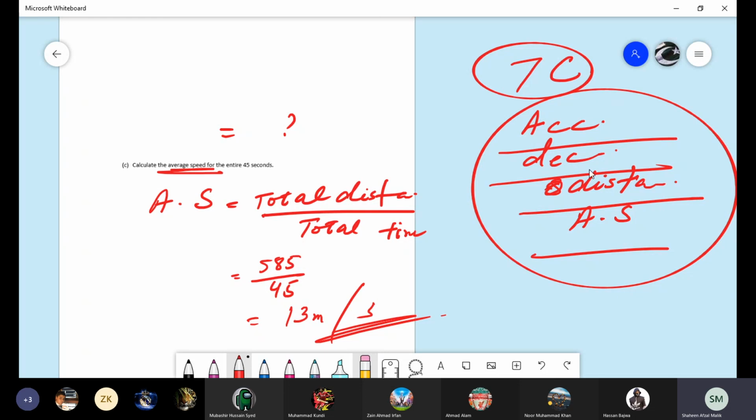Any problem in all these four points? No, ma'am. Can you do it easily by yourself? Yes, boys? Yes, ma'am. Okay, so I will share the answer key also.